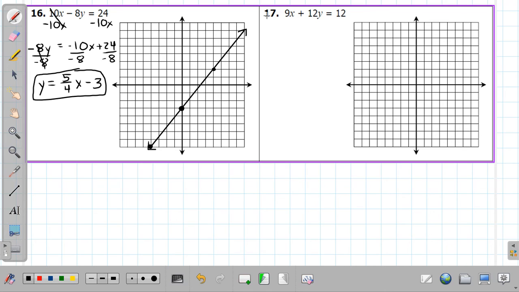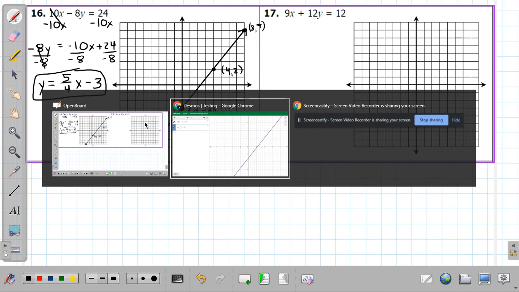And once again, you can check it point by point. So you can check the point here, 0, negative 3. You can check the point here, 1, 2, 3, 4, 2. You can check the point all the way up here if you wanted to. That's 1, 2, 3, 4, 5, 6, 7, 8, and 1, 2, 3, 4, 5, 6, 7. So that's 8, 7. But really, you only need to check 2 of those points, because if those 2 are on there, then that means your line is 100% correct.